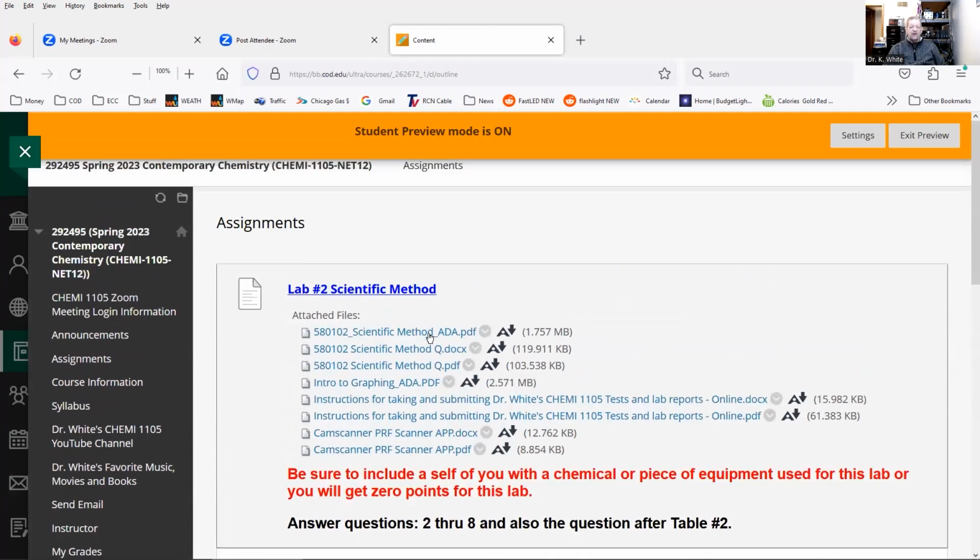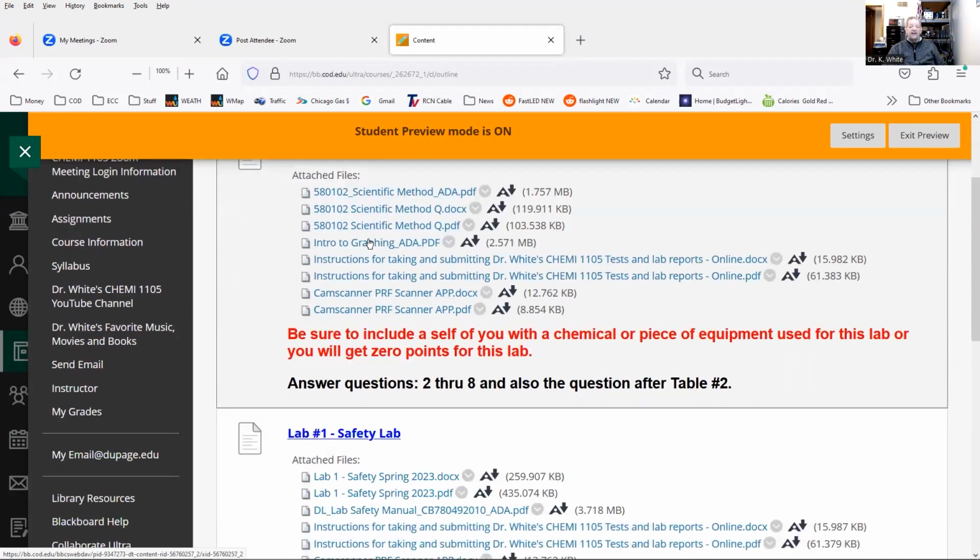Now, you need to download the Scientific Method ADA PDF file. This is what you'll be doing. We're going to go through that. Next, you'll be filling out the questions in the Scientific Method Q doc, which is an MS Word document or PDF file, your choice. I also have Introduction to Graphing, because you have to graph something.